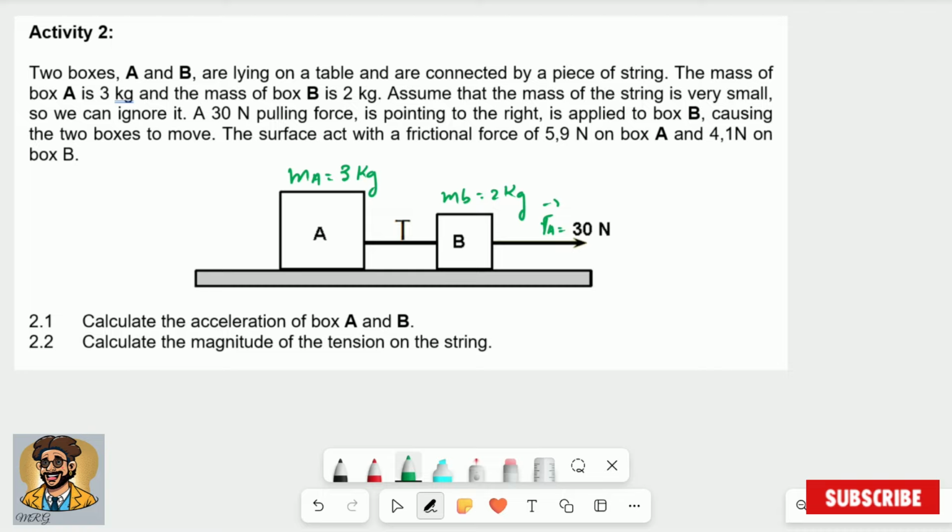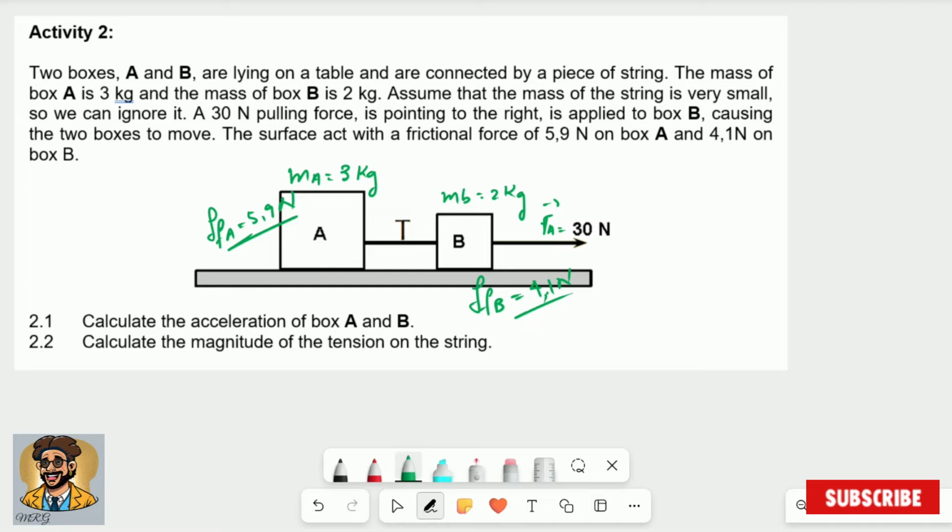The surface acts with a frictional force of 5.9 Newton for A, so the frictional force for A is equal to 5.9 Newton, and 4.1 for B. So the frictional force for B is equal to 4.1 Newton. There we go. That is the data we have. Now they say calculate the acceleration of box A and B. It's the same acceleration because they are moving together, at the same time.